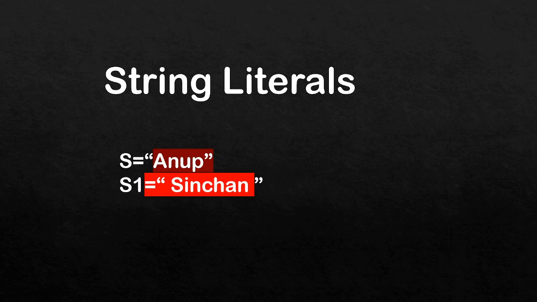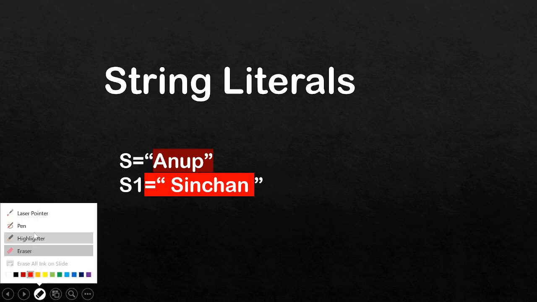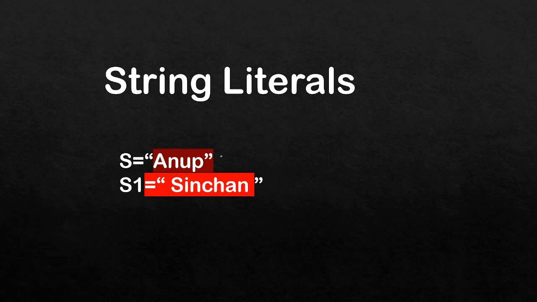Next we will go to the string literal. Already I have showed you some examples of string literal. Here I have given two examples of string literal, that is s equals to Onu, and s1 equals to Shinchan. Okay, so these two are string literals.